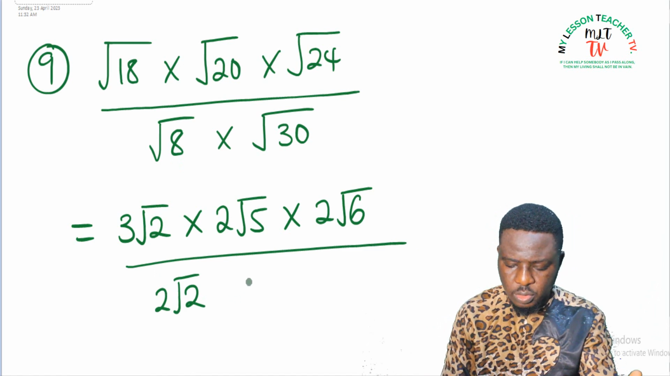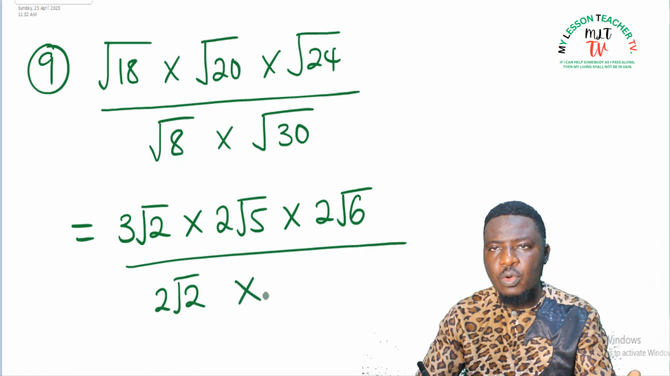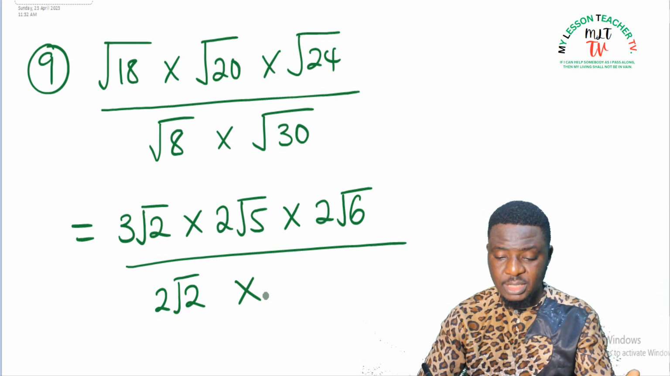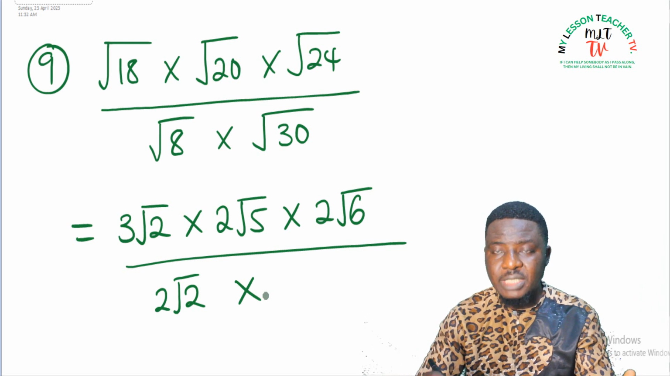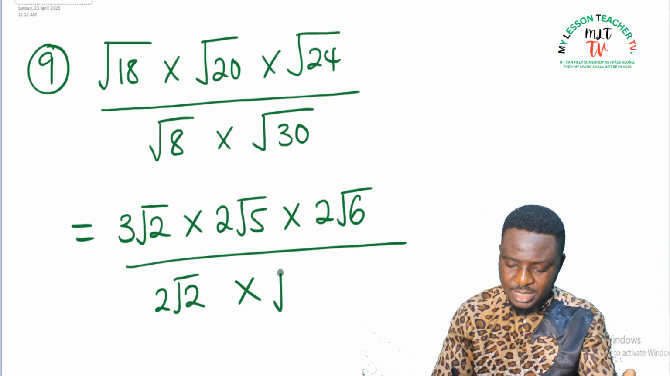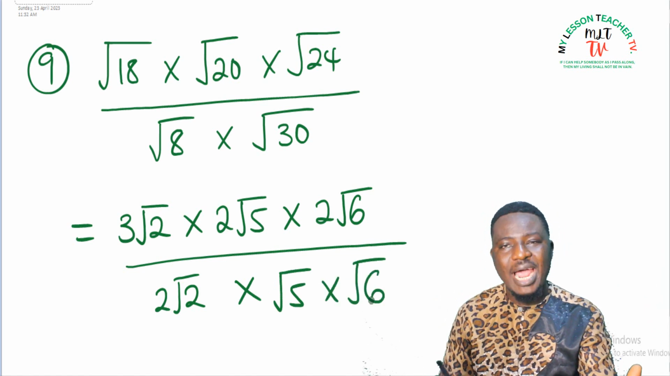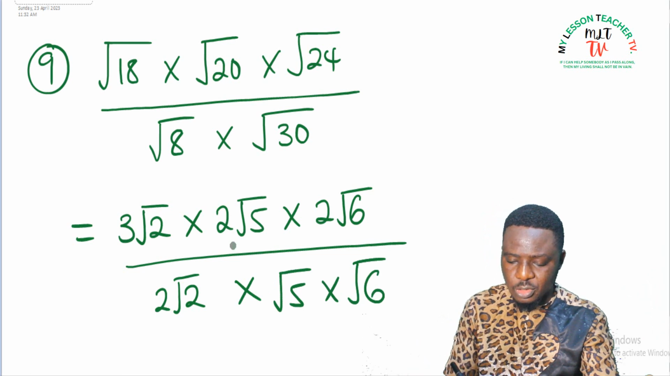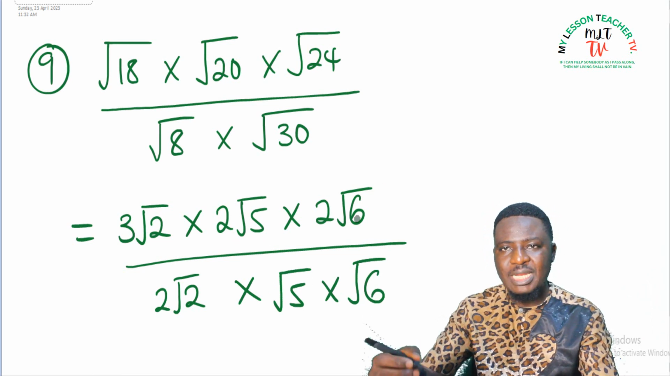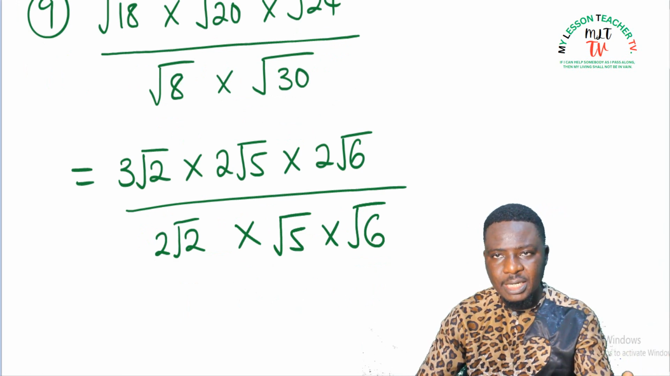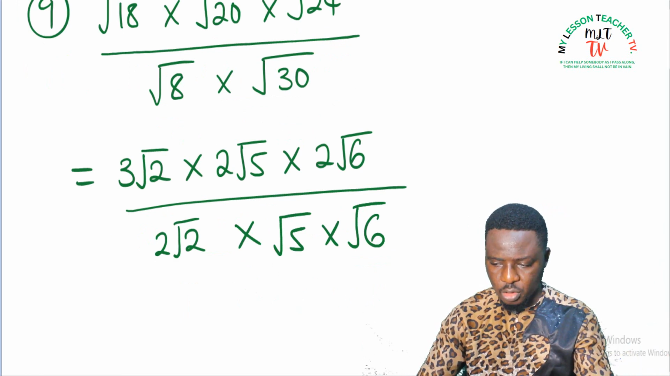2 root 2 times root 30. Root 30 cannot be expressed in its basic surd form, but root 30 is also said to be root 5 times root 6. Now I did this so as to be able to simplify them with the numerator. All I did was simply manipulating the rules of surds.